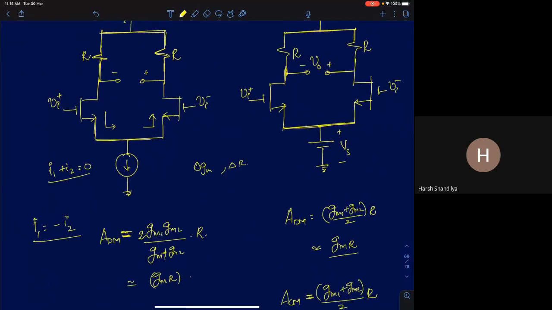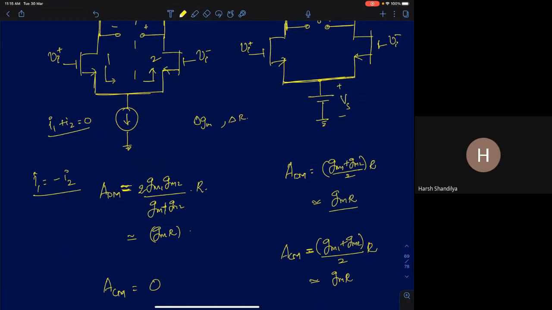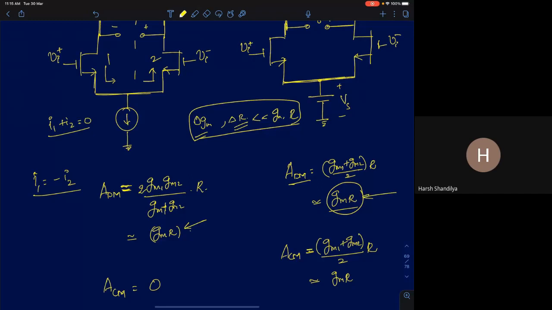Then we introduced mismatch between the two transistors, 1 and 2. We assumed that there was no longer a differential symmetry around some center axis. In that case, we analyzed differential mode, common mode, and A_CM-DM in the presence of mismatches. And we showed that, assuming that the changes delta gm and delta R are much smaller than gm and R respectively, the differential mode gain will be very close to gm R itself, in both the cases. And the common mode gain was also very close.